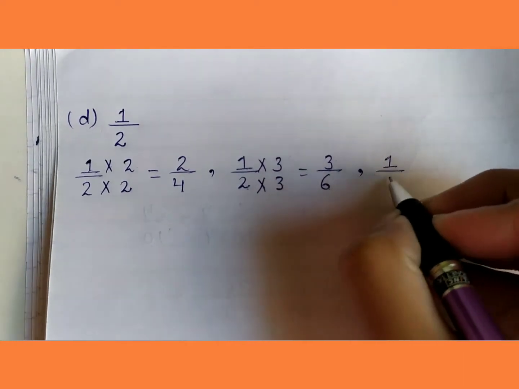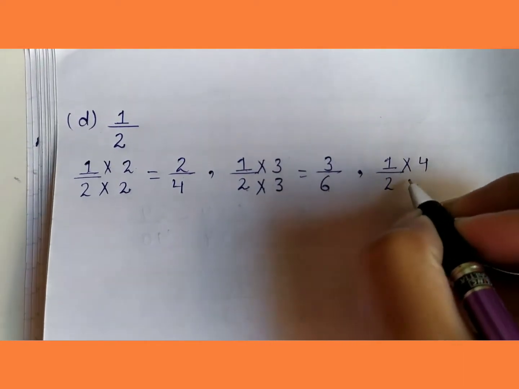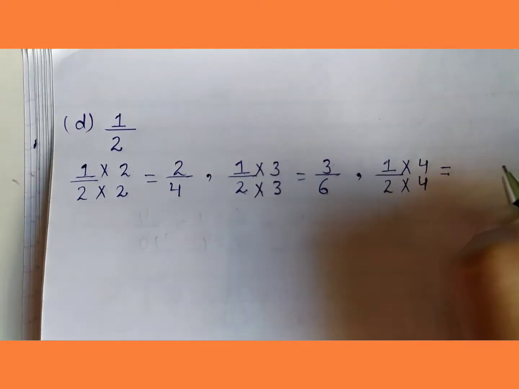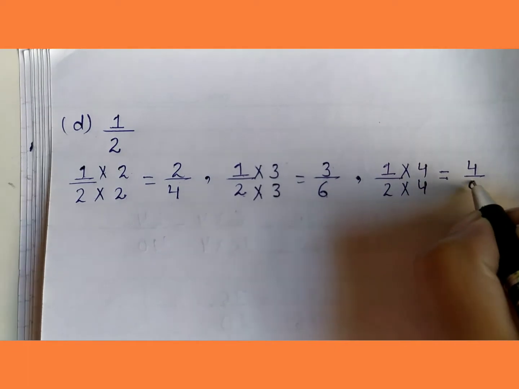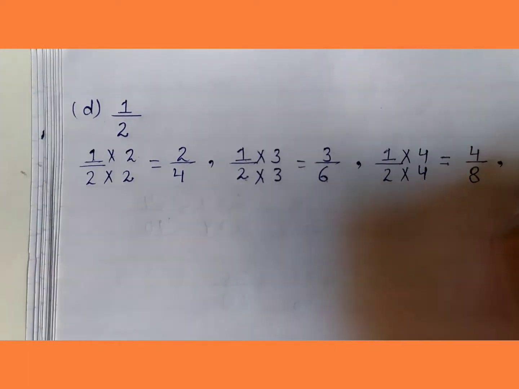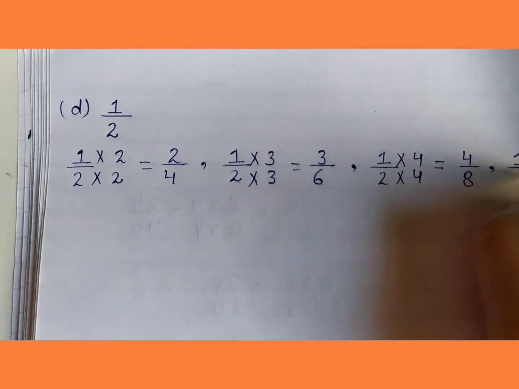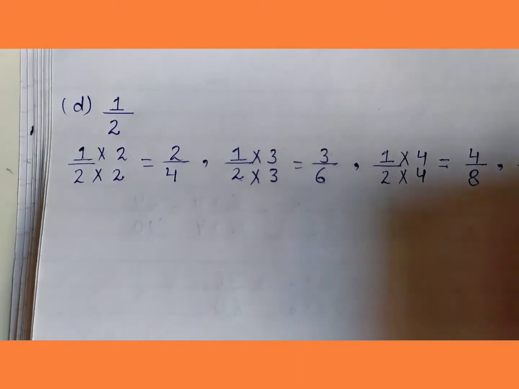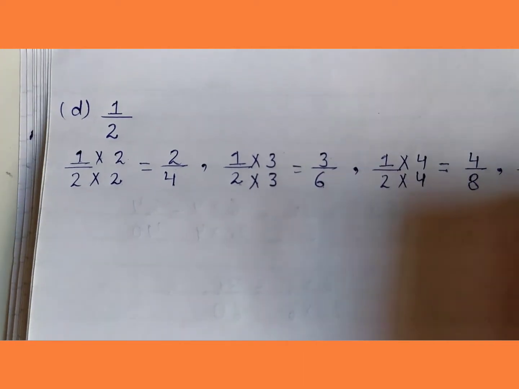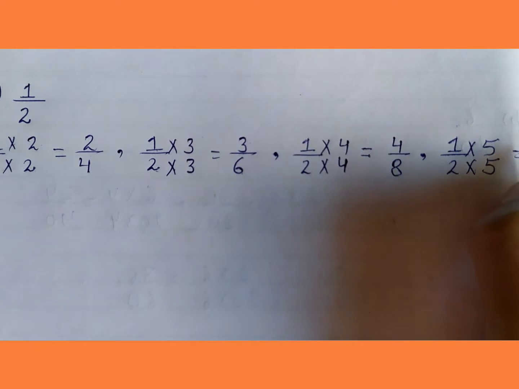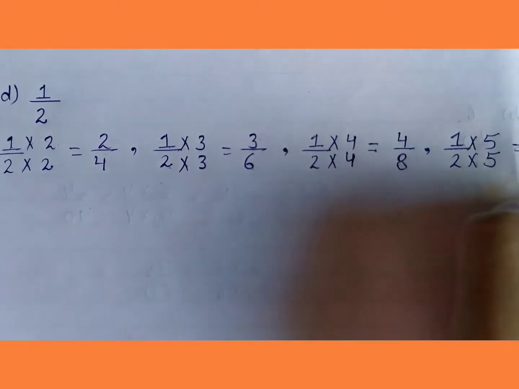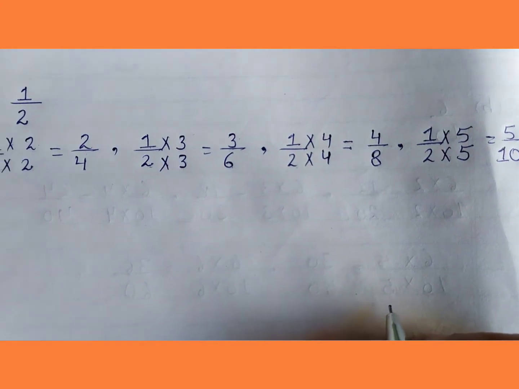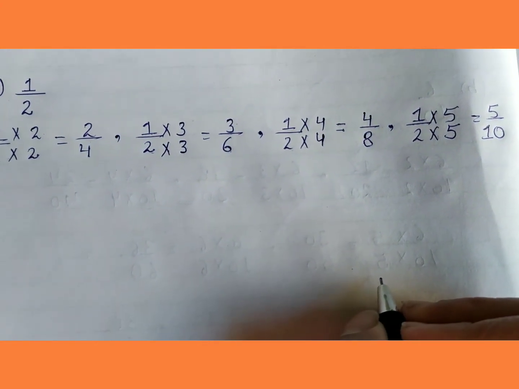1 upon 2 multiply by 4 in the numerator and denominator. 1 multiply 4 equal to 4. 2 multiply 4 equal to 8. 1 upon 2 multiply by 5. 1 multiply 5 equal to 5. 2 multiply 5 equal to 10. 5 upon 10 is a fourth equivalent fraction of 1 upon 2.